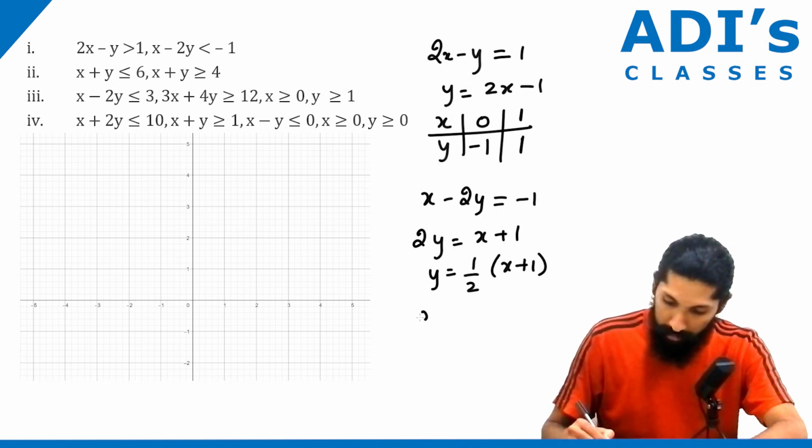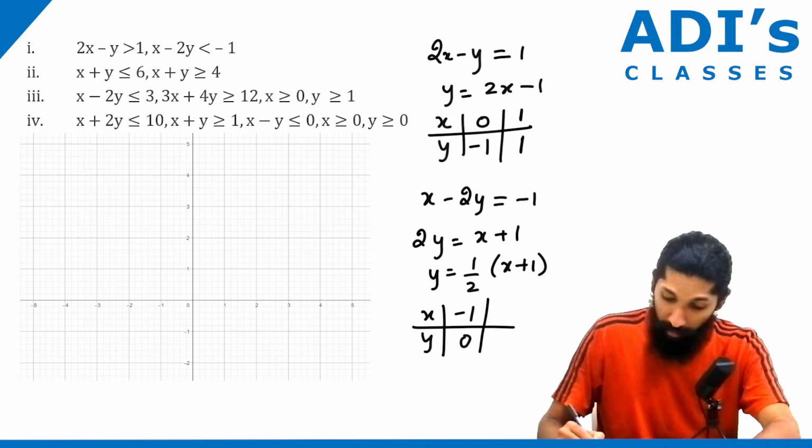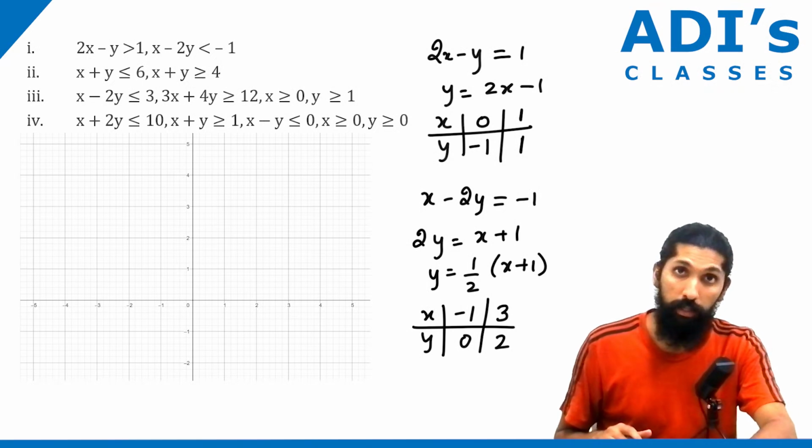Again, take x, y. I'll start by taking x value as minus 1. You'll get y as 0. Then say x is equal to 3. Then 4 by 2 is equal to 2. Again, you got one particular value. Now let's plot these two lines.